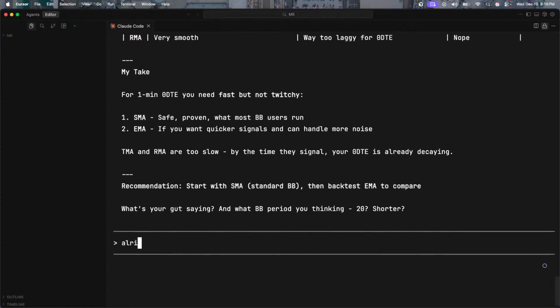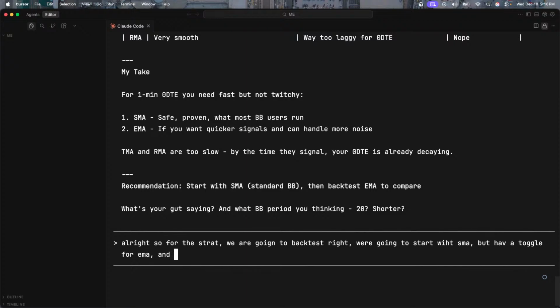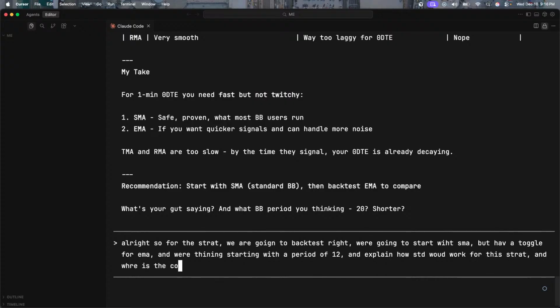All right, so for the strat, we are going to backtest, right? We're going to start with SMA, but have a toggle for EMA, and we're thinking starting with a period of 12, and then explain how the standard deviations would work for this strat, and where the confirmation is coming from as we build this out.